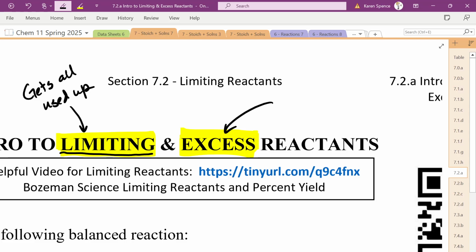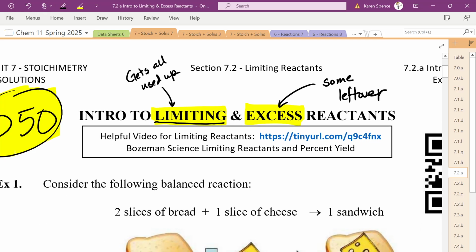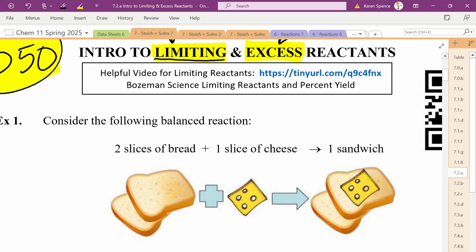Okay, so sorry, the limiting reactant is the reactant that gets all used up, and the excess reactant, there will be some left over, because we didn't pick the perfect quantities to react with one another. So consider the following balanced reaction. This is the simplest sandwich you could ever have. There are 2 slices of bread and 1 slice of cheese makes 1 sandwich.